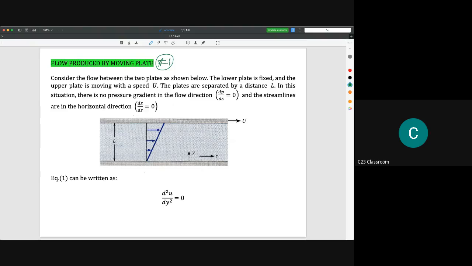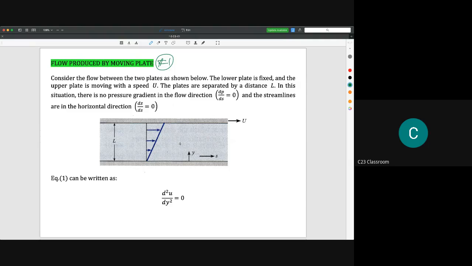For example, we have two plates here. One is fixed and one is moving. But maybe you have a condition where both plates are moving, or one or two plates are moving with two different liquids between these two plates. It depends on the question.